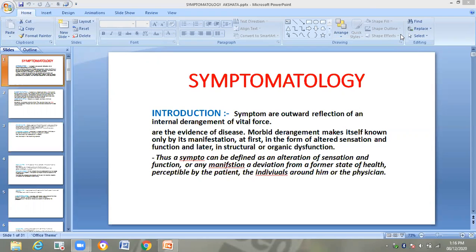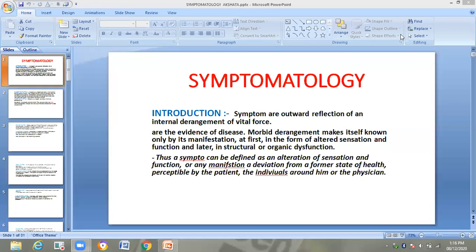So this word symptom originates from the Greek word symptoma, which means anything that happens, something which is happening or some changes that are going on at the inner level. So it is nothing but the symptom.